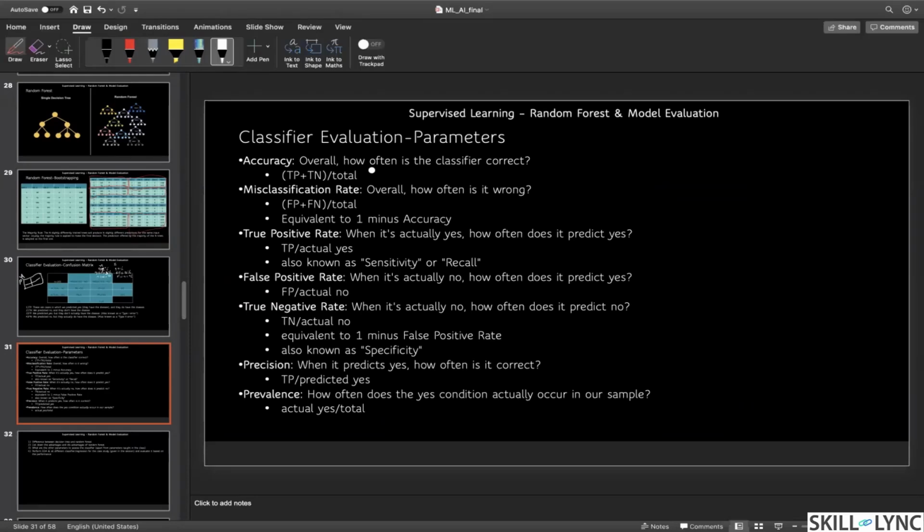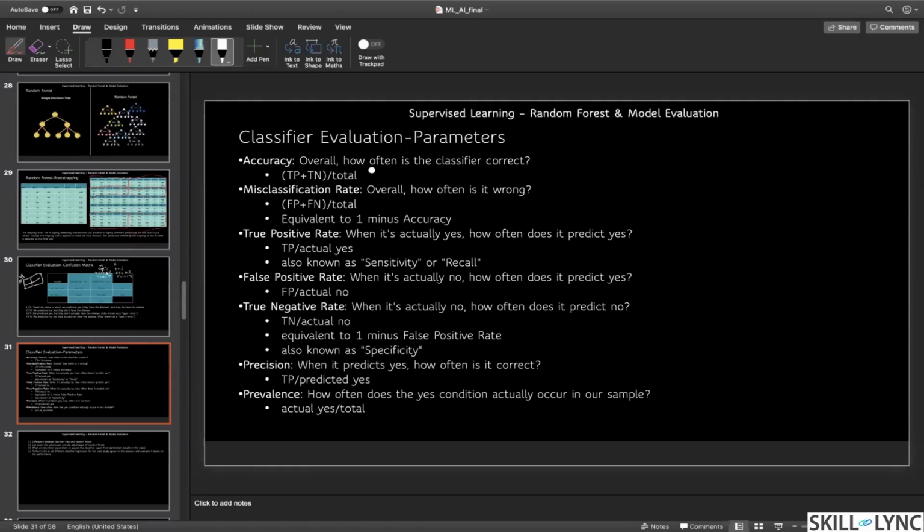Misclassification rate is very simple. As the name suggests, it's 1 minus accuracy. If you have 90% accuracy, then the misclassification rate would be 10%. So what could be the formula? False positives plus false negatives divided by total, right? So this is the misclassification rate.